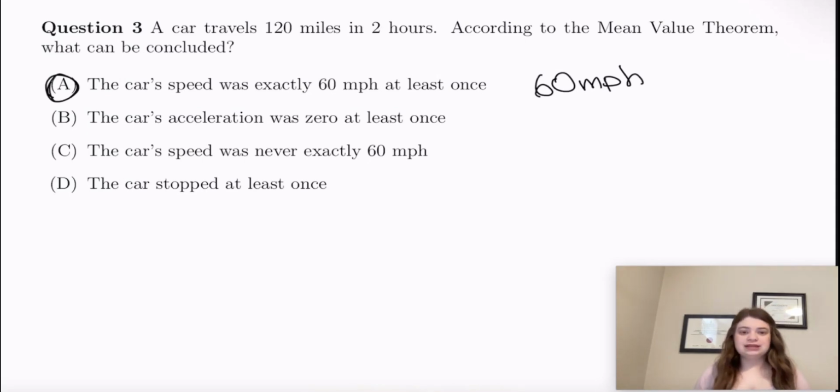In terms of the other ones, it says the car's acceleration was 0 at least once. Well, that's actually not necessarily something that the mean value theorem states per se. C would definitely not be correct. It says the car speed was never exactly 60 miles per hour. Well, we know it actually must have been based on mean value theorem, so that couldn't be the case. And then D says the car stopped at least once. We actually don't know that. It's very possible the car didn't stop, and either way, the mean value theorem doesn't say anything about the car stopping. It just states that the average rate of change must be the instantaneous rate of change at least one time on that continuous and differentiable interval.